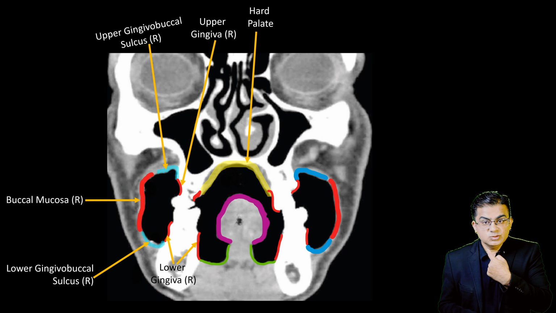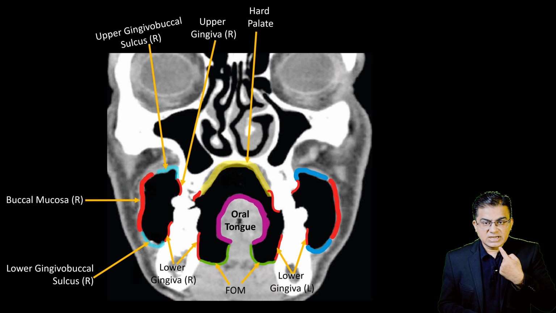Please notice there are two sides of gingiva. One toward the buccal mucosa called as buccal aspect or buccal surface of gingiva. The other is toward the tongue called a lingual aspect or lingual surface of gingiva. Then we have central structures. Floor of mouth on the right side, then oral tongue, then floor of mouth on the left side.